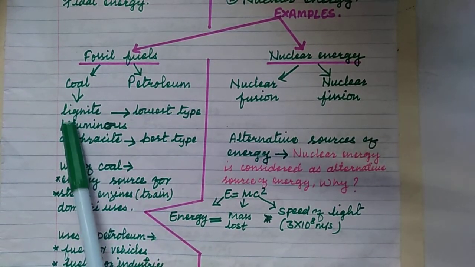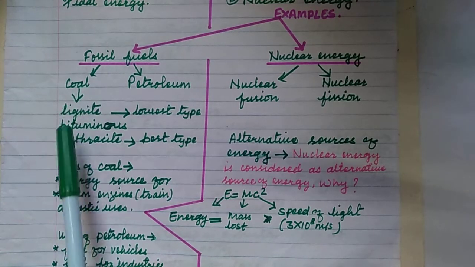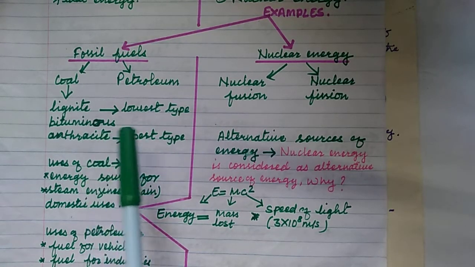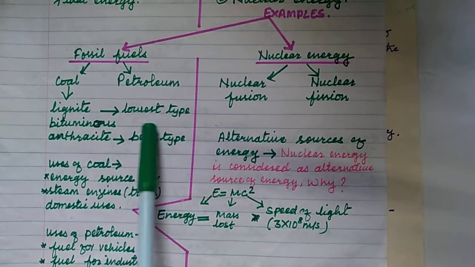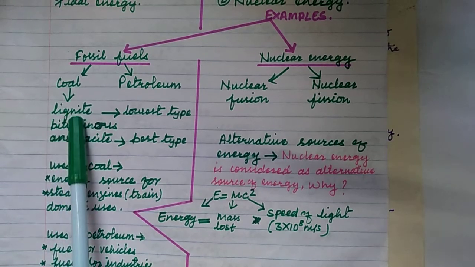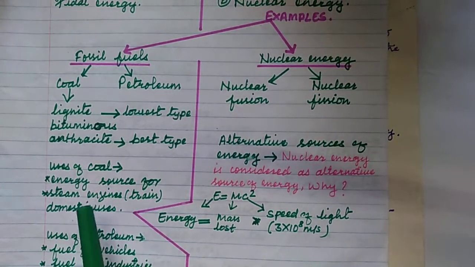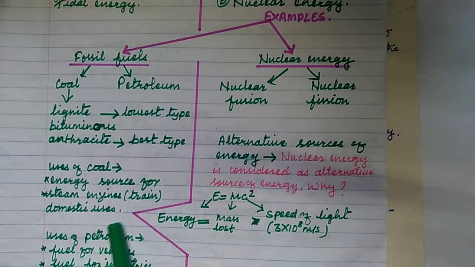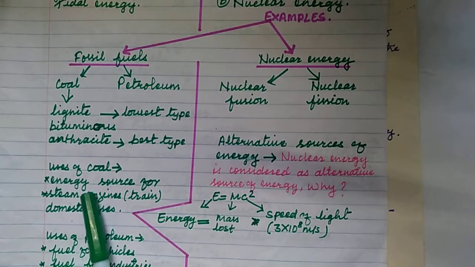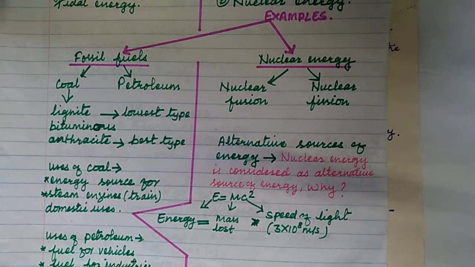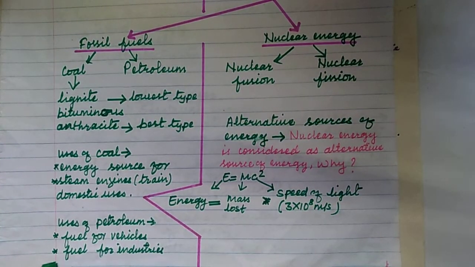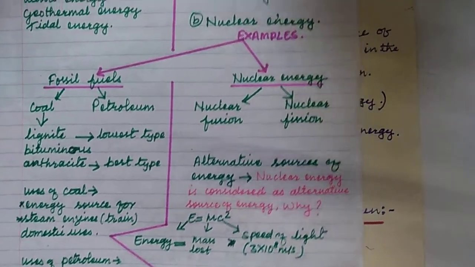Coal: there are three different types of coal: lignite, bituminous, anthracite. Lignite is the worst type of coal and anthracite is the best type of coal, and the middle one is bituminous. Uses of coal: energy source for steam engines to run trains. Coal is used in countries like India and China, and there are domestic uses of coal for heating and cooking food, etc. Uses of petroleum: fuel for vehicles and fuel for industry. So these are the uses of petroleum.